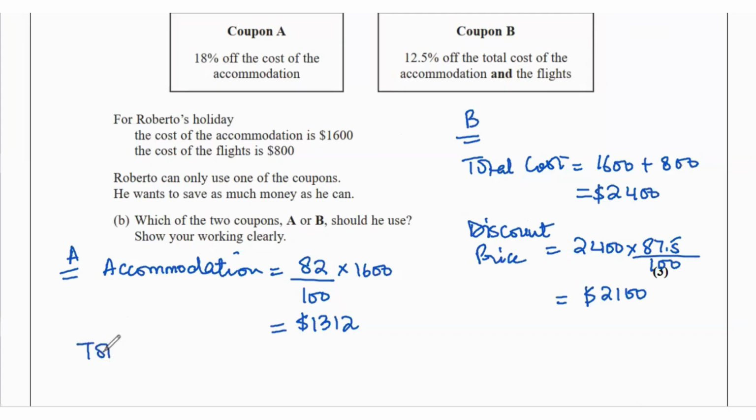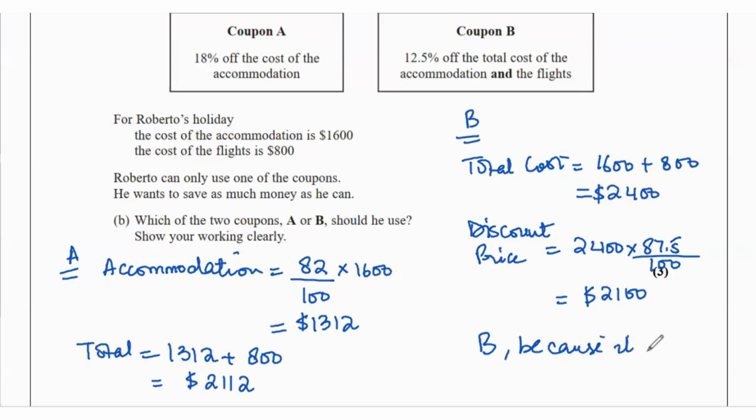So the total for coupon A is going to be 1,312 plus the flight cost, which is 800. That adds up to 2,112. Whereas using coupon B, he's going to pay 2,100. So which of the 2 coupons, A or B, should he use? He should use B because it's cheaper. And we can see that it will make the cost of the trip 2,100.